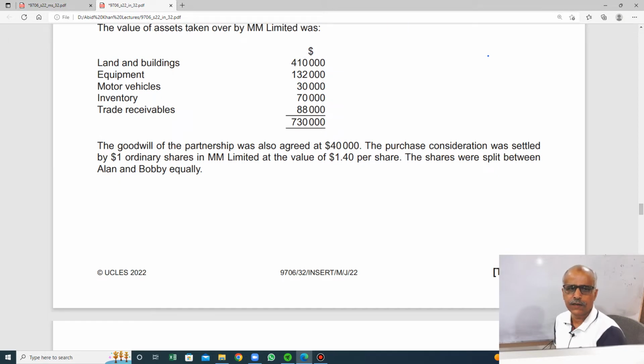The value of the assets taken over by MM Limited: land 410, equipment and motor vehicle, inventory. The total assets they are acquiring, recognizing, at 730,000. Goodwill of the partnership was also agreed at 40,000. So they are also recognizing goodwill. This will become 770,000.